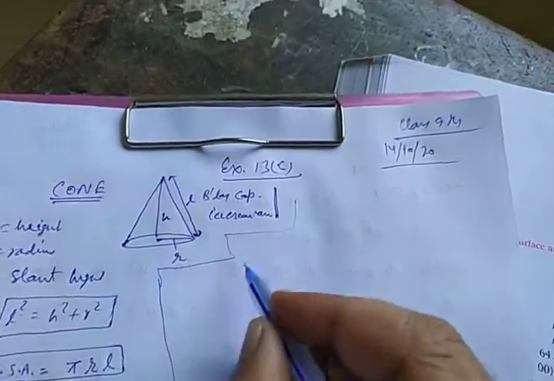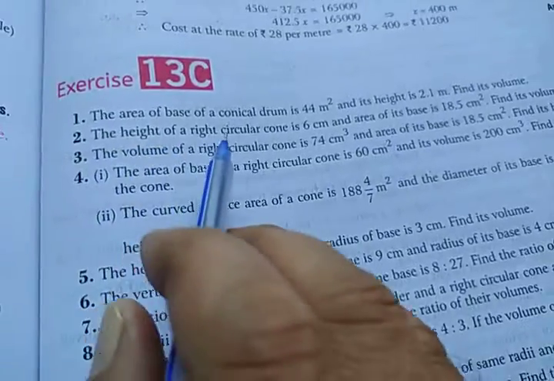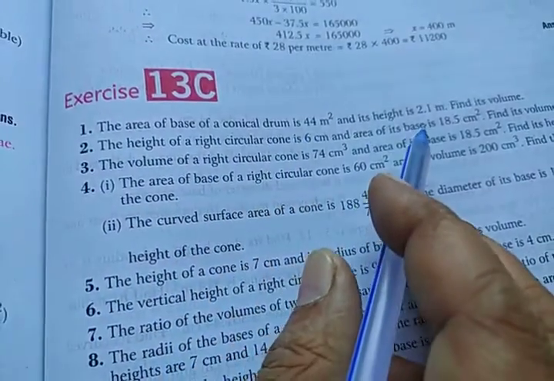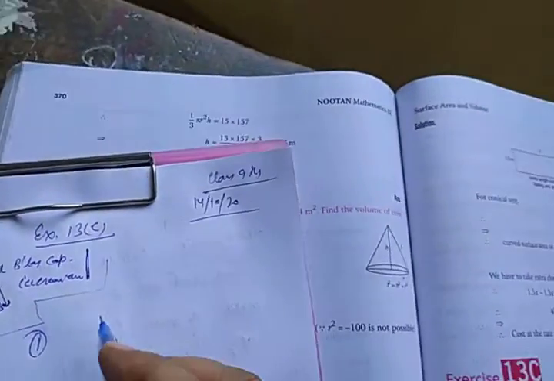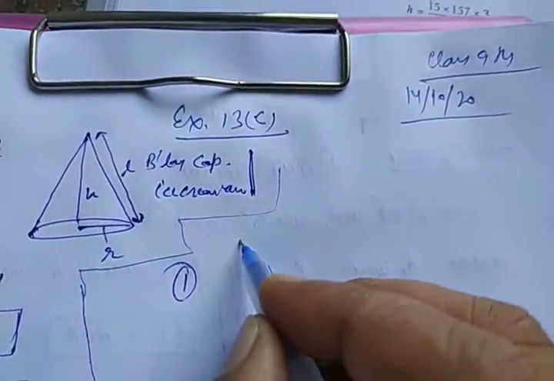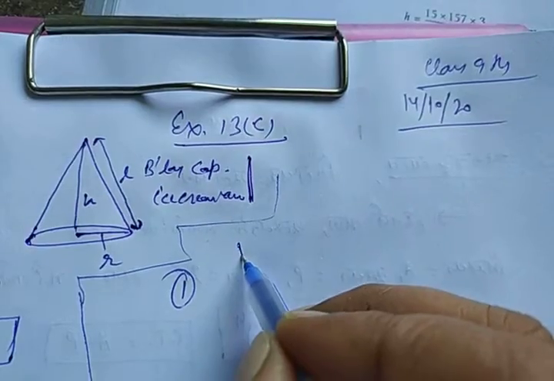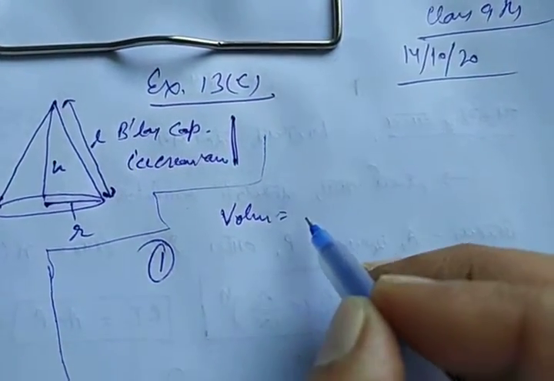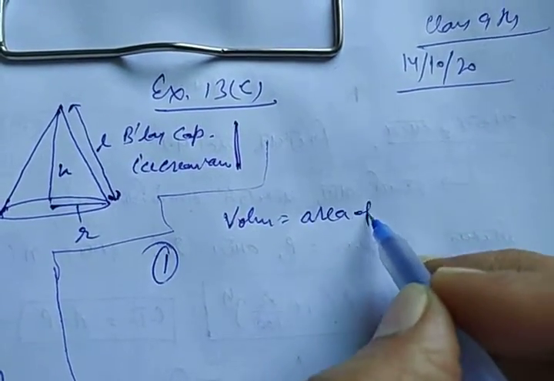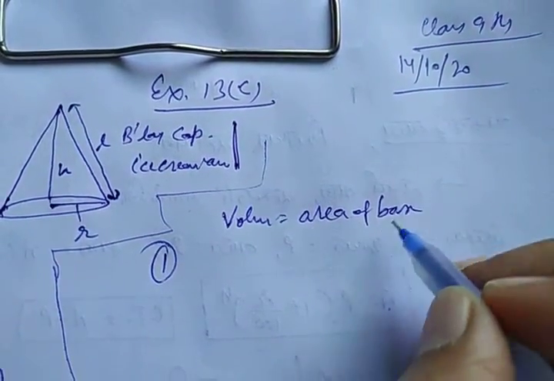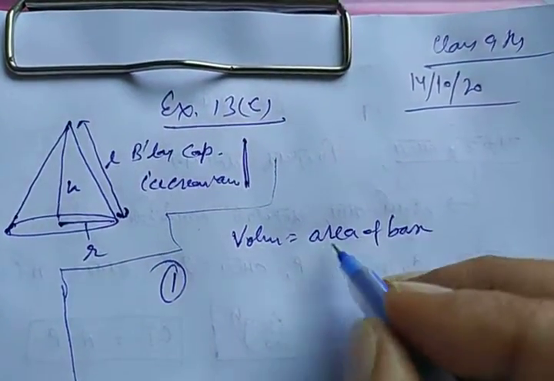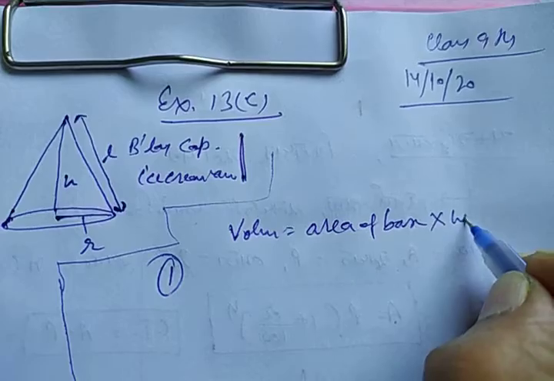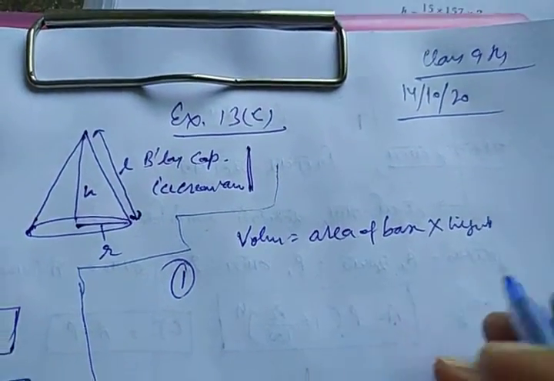First question is given: the area of the conical base of the drum is this much, height is given, now find the volume. In the previous class I told you the formula for volume is also this one. Whatever the base is given, what the shape is doesn't matter. If the area of the base is given, into height, you will get the volume of the object.